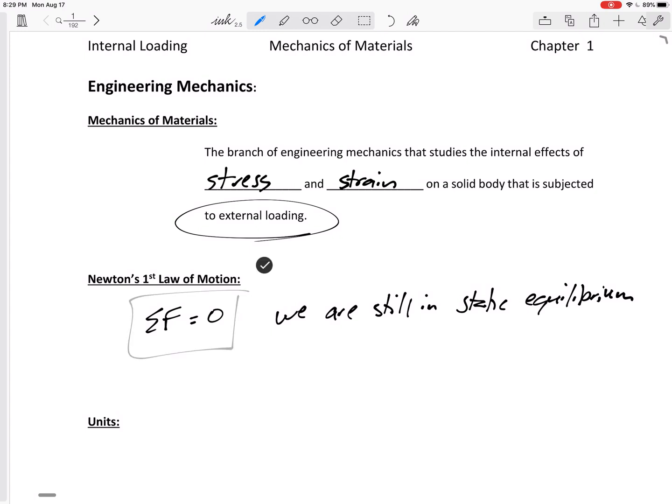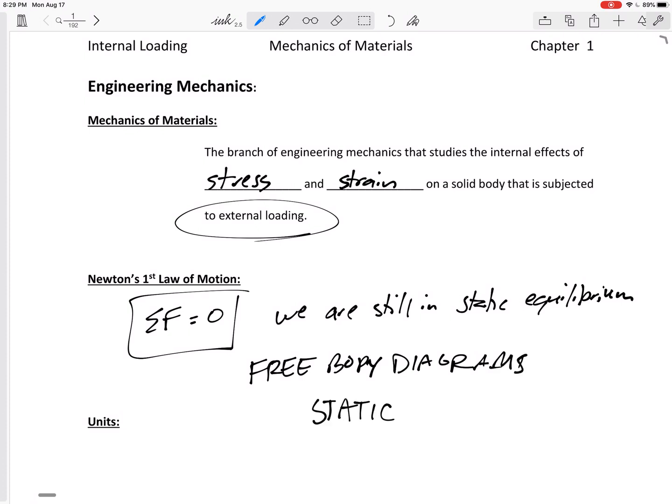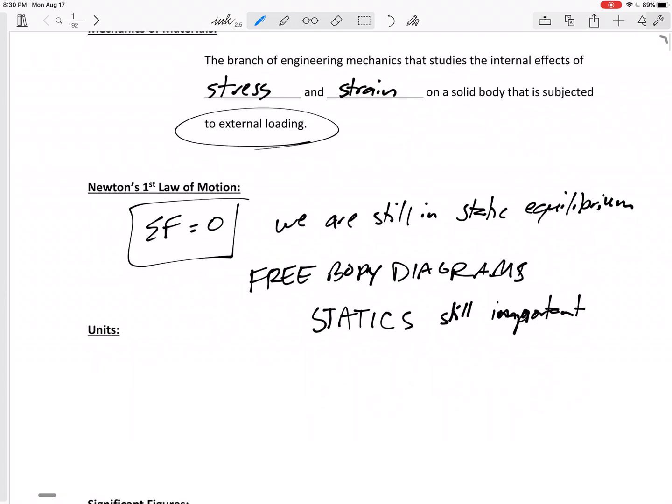So the sum of the forces is still zero. Free body diagrams, still important. Statics is still important. We're going to use everything we've done in statics in this class.